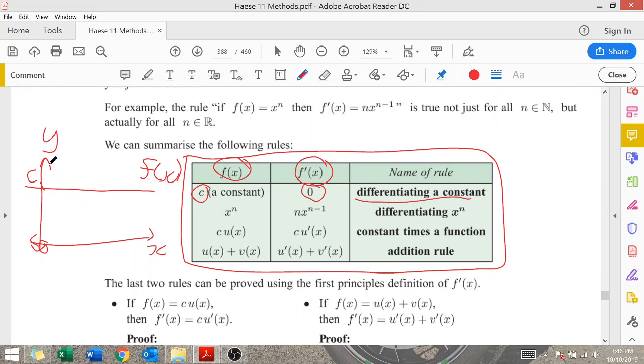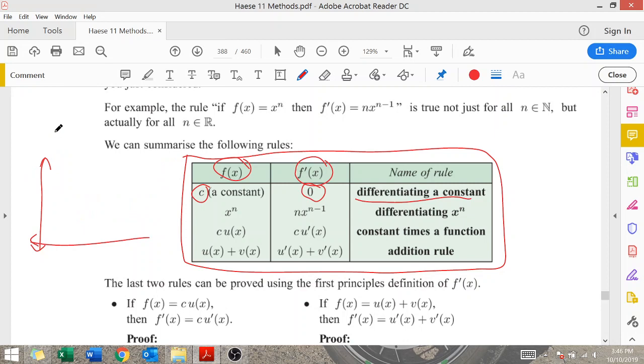So if we wanted to find the slope function of that, f dash x, the derivative of that, well, the slope of this line anywhere is just 0. Horizontal lines don't have a slope. Flat roads don't have a gradient. So f dash x will always be 0 for a constant function.